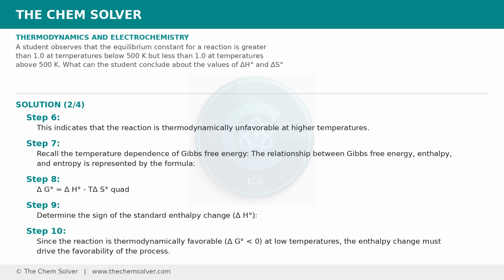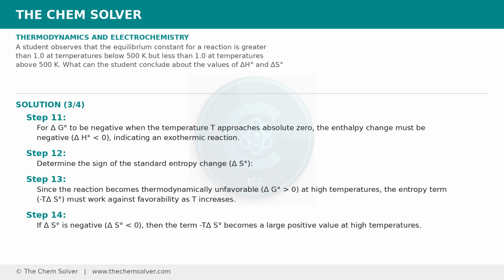Determine the sign of the standard enthalpy change, delta H degrees. Since the reaction is thermodynamically favorable, delta G degrees is less than 0 at low temperatures. The enthalpy change must drive the favorability of the process. For delta G degrees to be negative when the temperature T approaches absolute 0, the enthalpy change must be negative, delta H degrees less than 0, indicating an exothermic reaction.